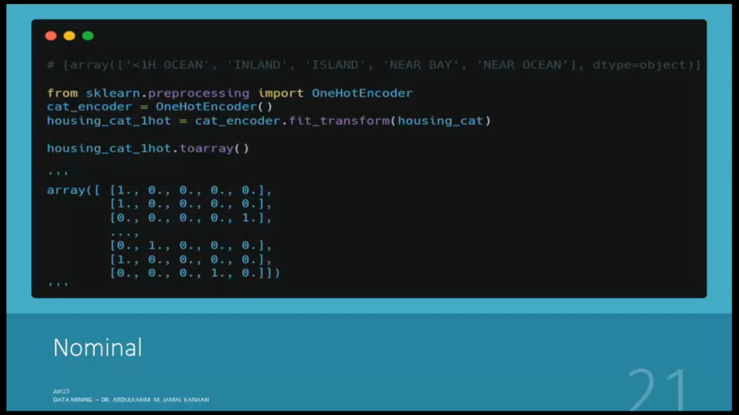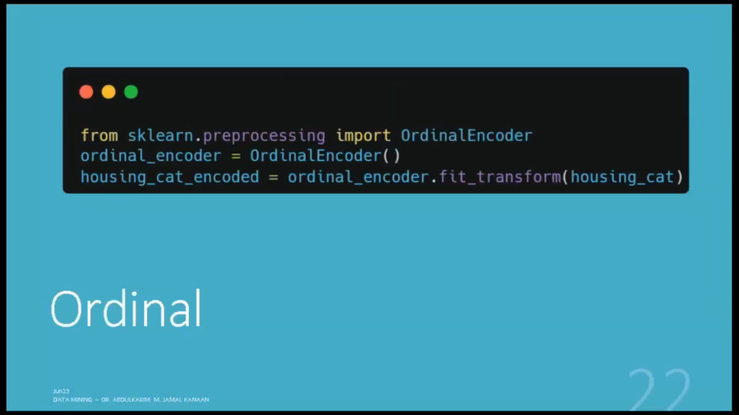Because in nominal, it doesn't matter. There's no nature of order. Who comes first, who comes next, it doesn't matter. But in ordinal, it does. So that's why you always need to understand. Any question?